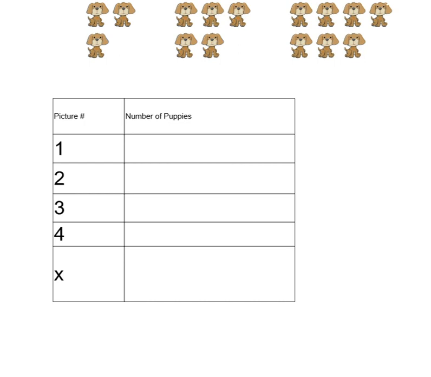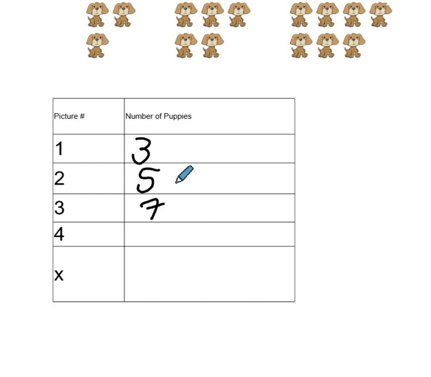What you're going to do first is just count what you see and fill in the table. For example, I see 3 puppies. Whoops, I need to draw that a little bit nicer. I see 3 puppies. I see 5 puppies. I see 7 puppies. And there is no picture 4, so I guess I shouldn't have put that in there.